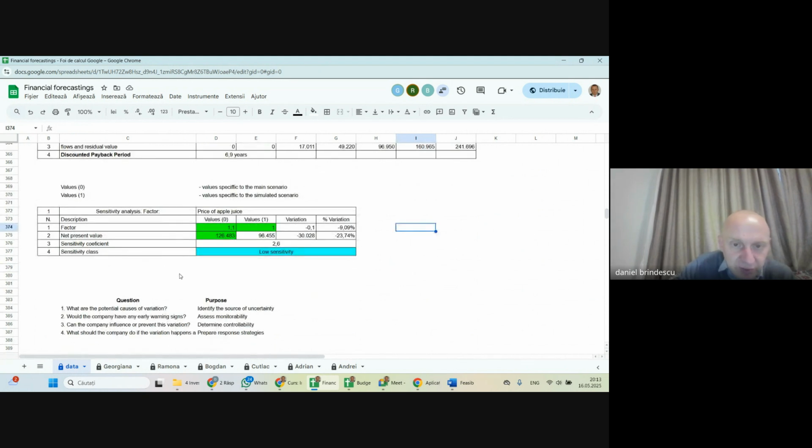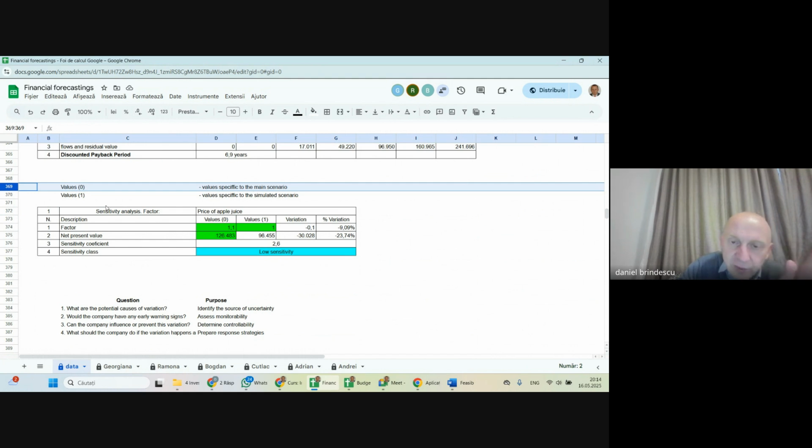A table for simulations. Please remember, I told you from the beginning, you will need to do simulations, which is why it's very important to always connect the cells. Never introduce the same hypothesis from your keyboard twice or copy paste things. You always connect the cells within formulas. So I marked with 0 the values from my main scenario, the one that you can see right now.